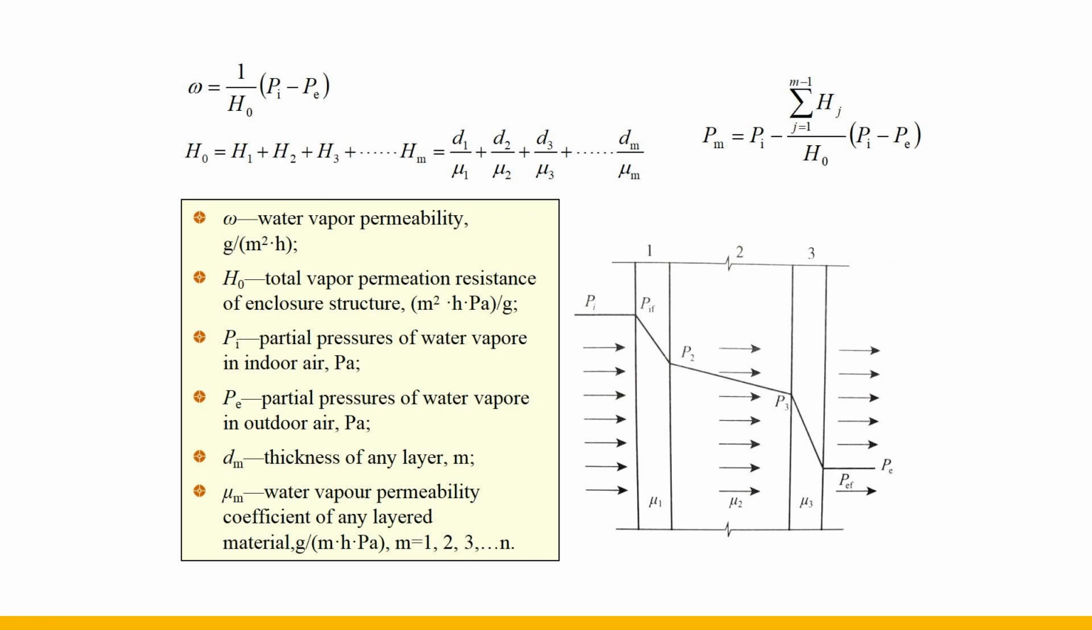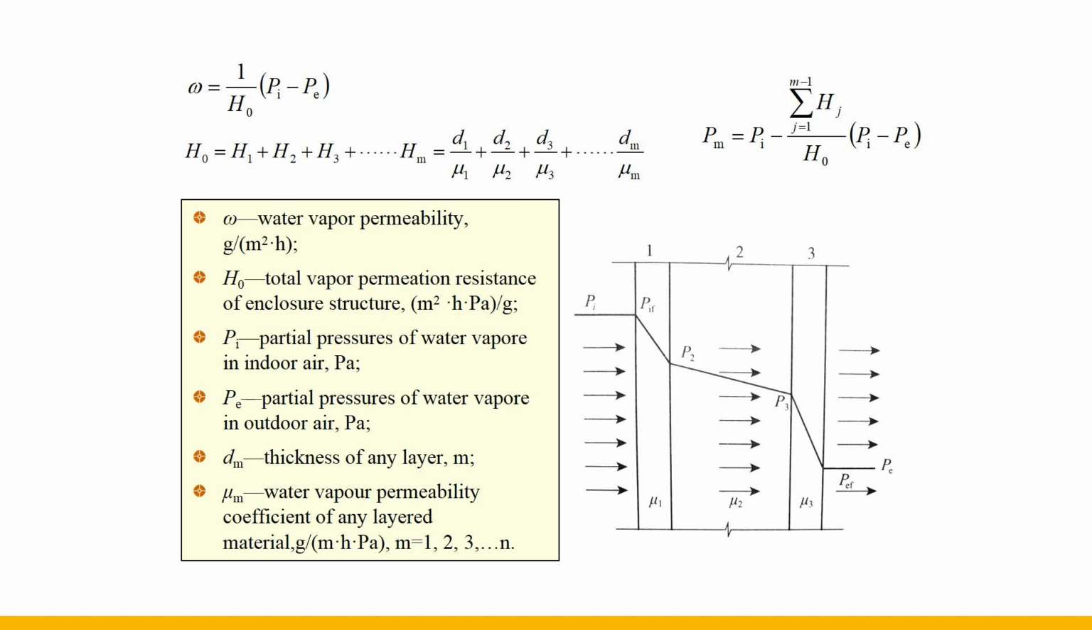The moisture transfer of the enclosure structure is calculated according to steady moisture transfer, and the partial pressure of water vapor in the indoor and outdoor air is considered as a fixed value. The transfer of liquid moisture inside the envelope structure and the mutual influence of heat and moisture exchange are not considered. The calculation method of steady moisture transfer is similar to the calculation method of steady heat transfer.